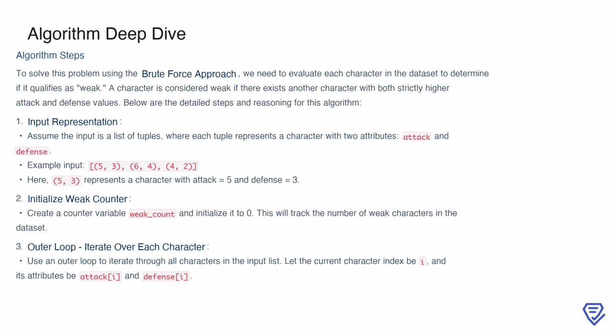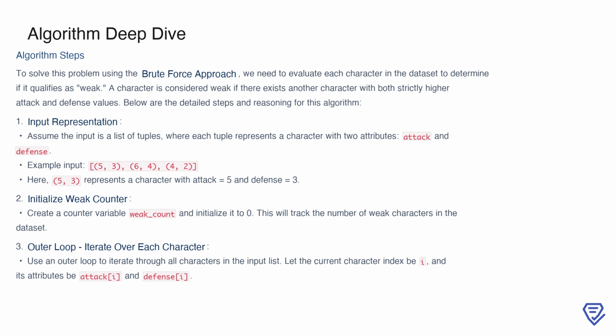The input consists of a list of tuples, where each tuple represents a character, and the two integers in the tuple correspond to the character's attack and defense attributes. For example, if you have (5, 3), (6, 4), (4, 2), the first tuple, (5, 3), represents a character with an attack value of 5 and a defense value of 3.